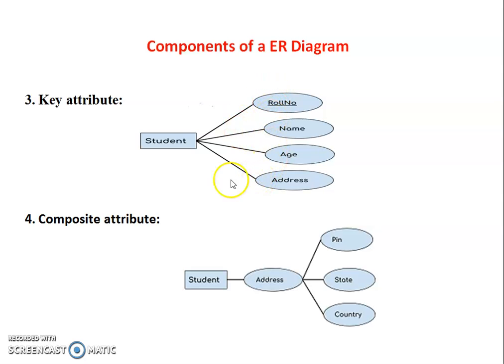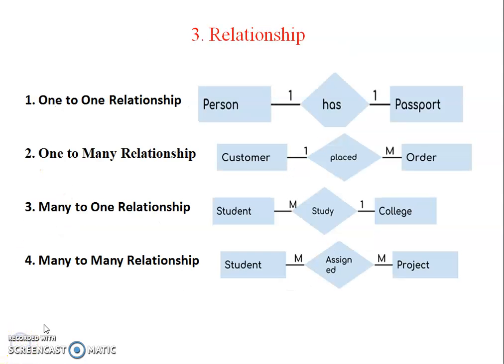Then the next one is composite attribute. A composite attribute is a combination of other attributes. For example, in a student entity, the student address is a composite attribute, as an address is composed of other attributes such as pin code, state, country, etc. Got it? Now the next type of component is relationship.